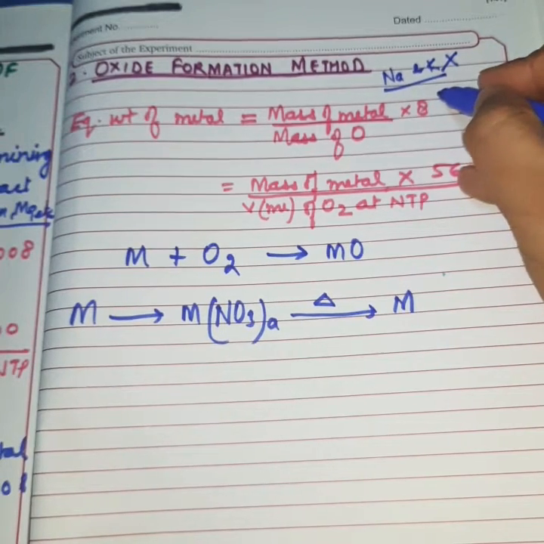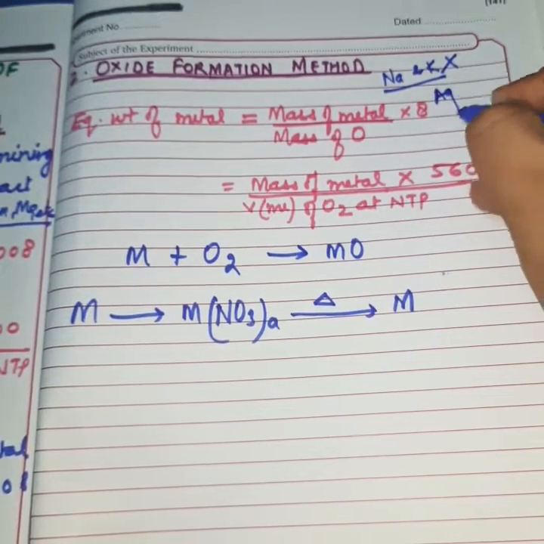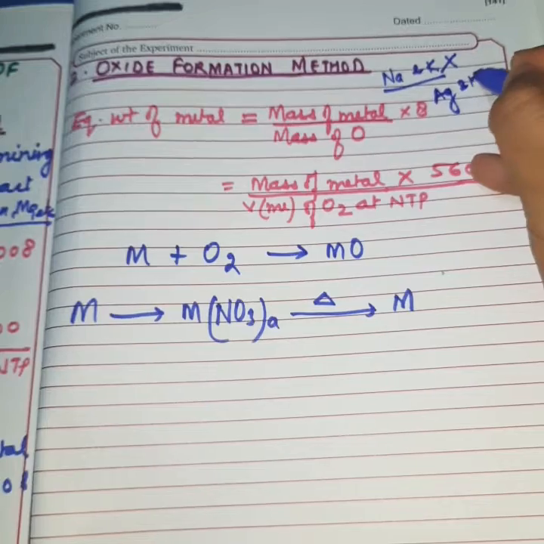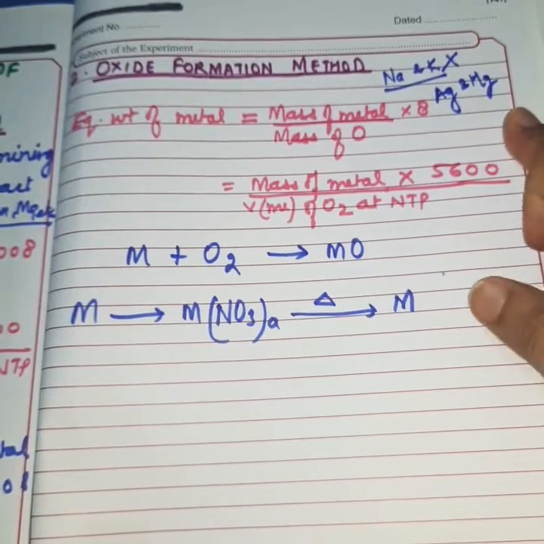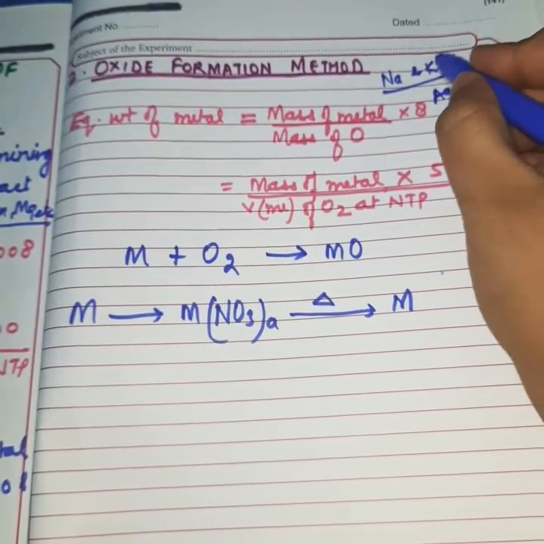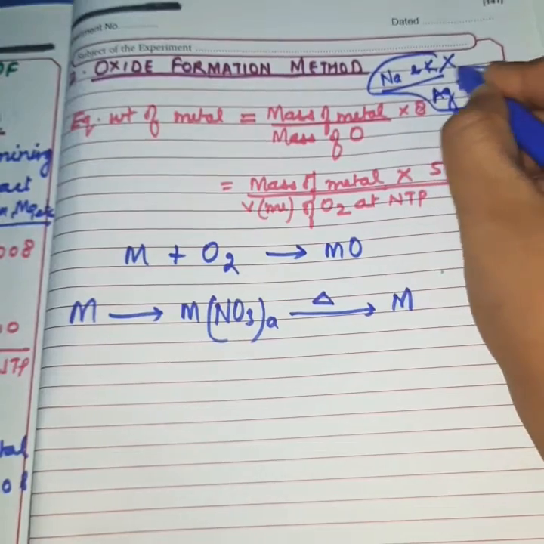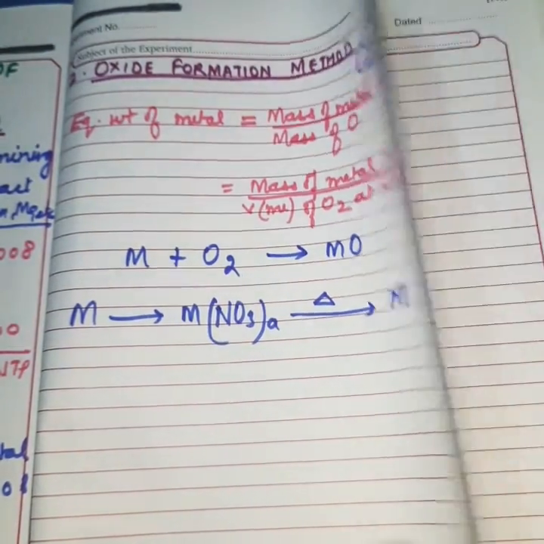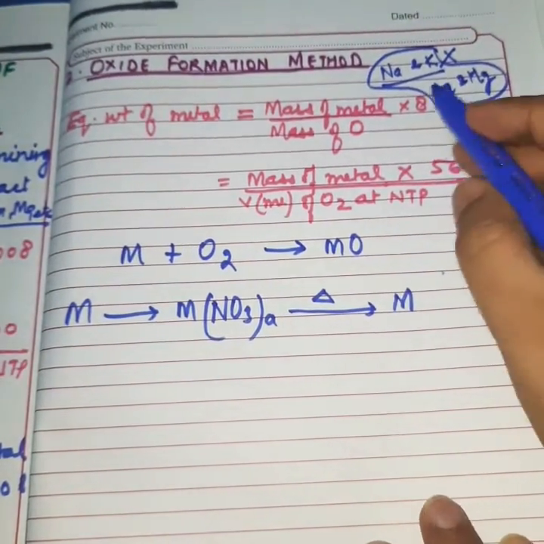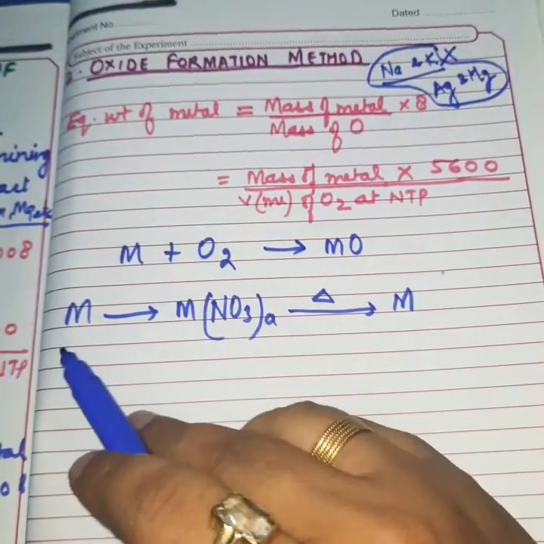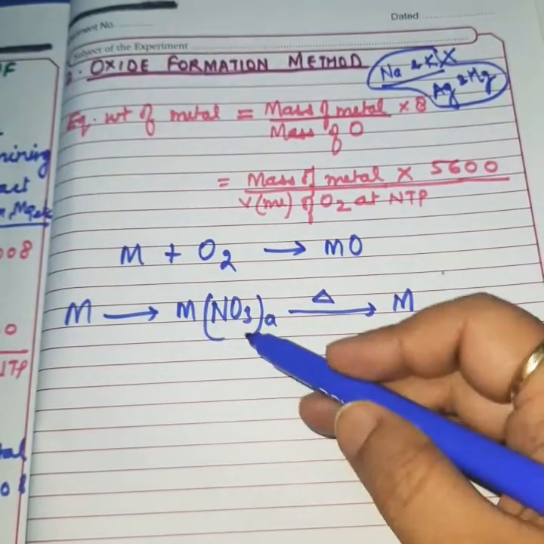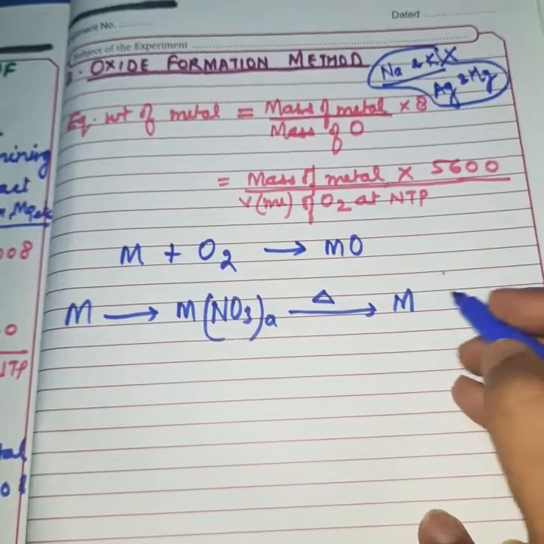Similarly, this method also is not applicable to calculate equivalent mass of silver and mercury, because their nitrates decompose into metals. So on these four metals, this method is not applicable. This is a very, very important point to keep in mind. Rest all the metals can be converted into their nitrates, and these nitrates on heating change into metallic oxides.